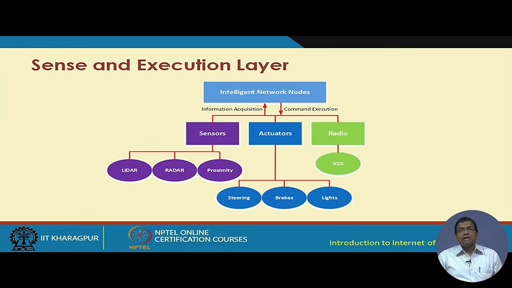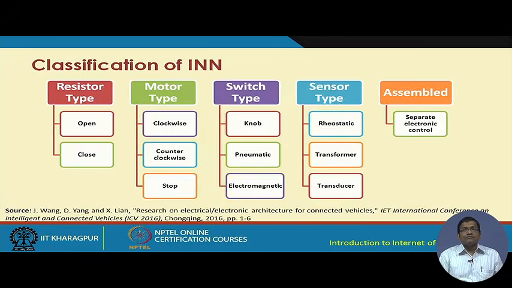In the sense and execution layer, we have these intelligent nodes. With the help of sensors, actuators, and different radios, information is acquired with the help of devices like lidar, radar, proximity sensors, and other sensors, plus actuators such as steering, brakes, lights, etc. The information is acquired, and the commands are executed through the actuators or through the different radio mechanisms. This is what the sense and execution layer looks like in a connected vehicle scenario.